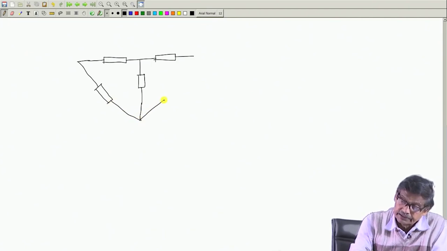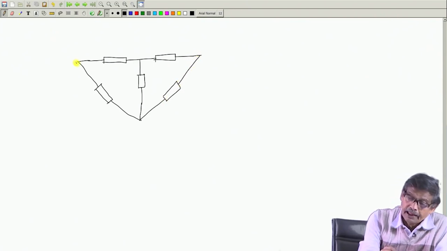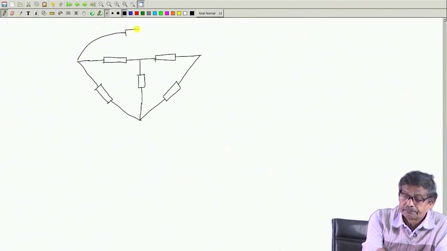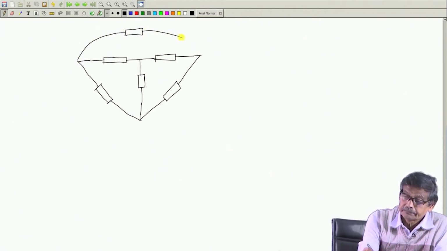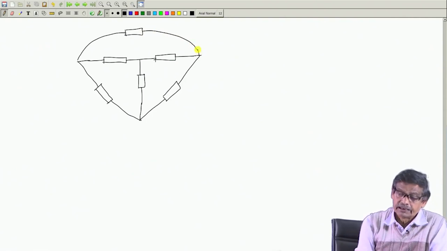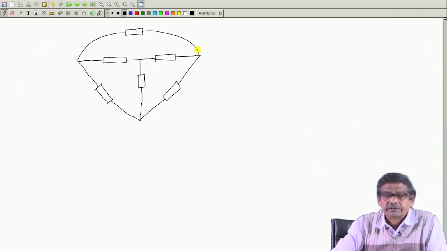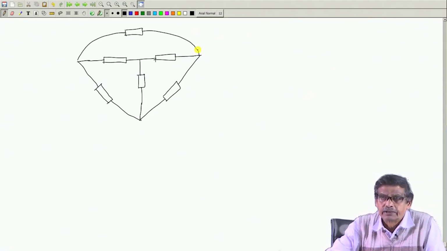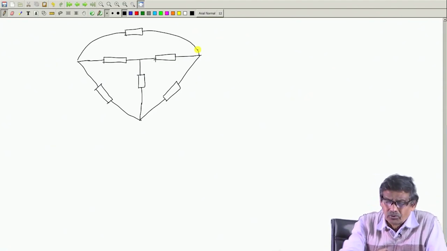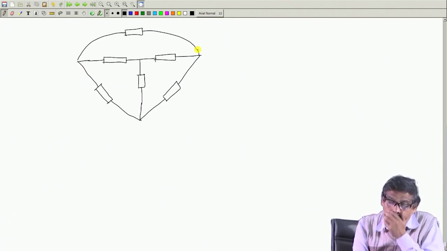And here also another element is there, and there is also an element connected here. In general I am telling. So, it is a network and these boxes are elements, some of them could be sources as well, I do not mind. So, source I am not drawing separately.